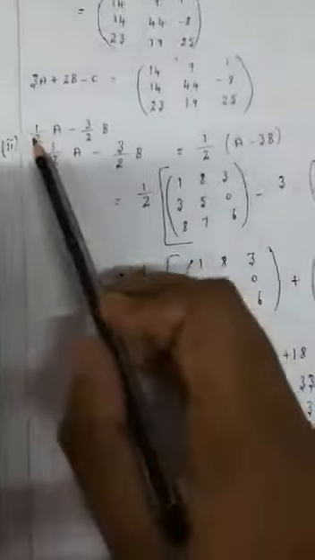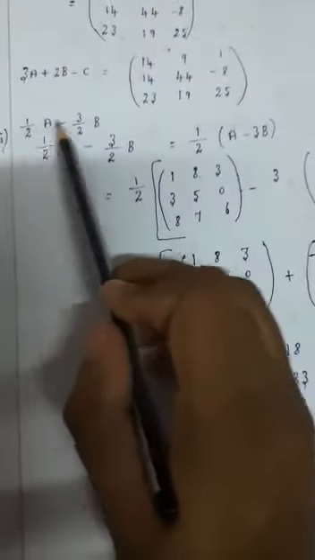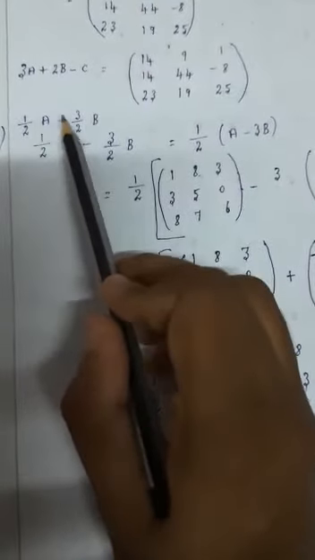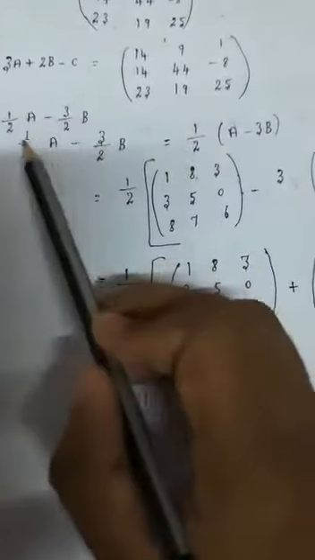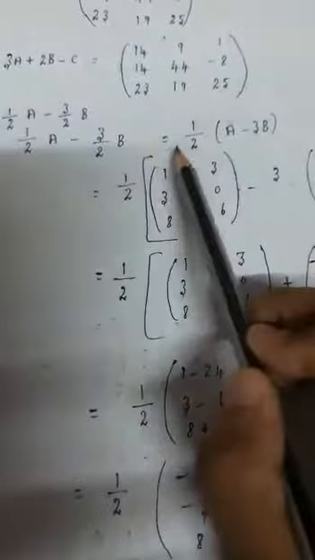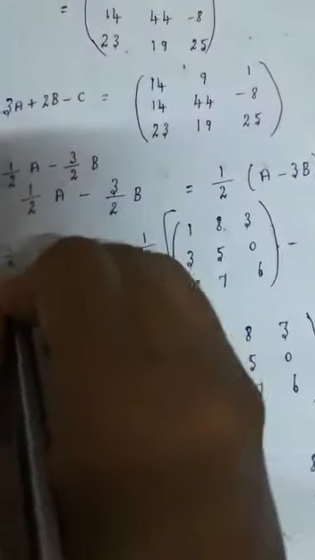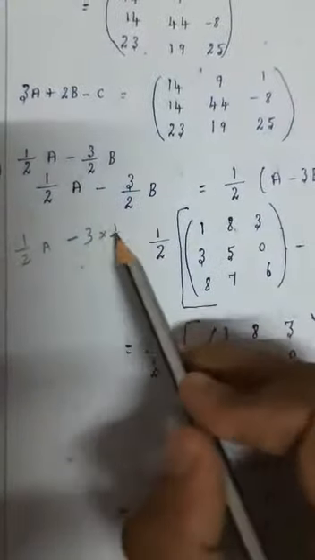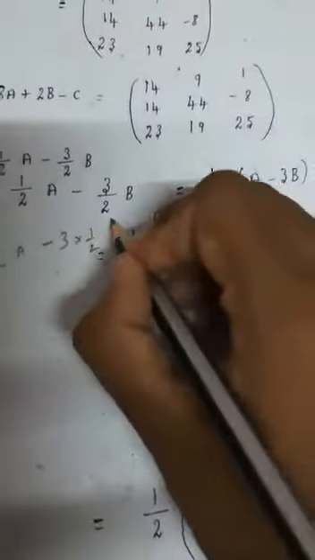Okay, so the next question. We have to find out the value of half into a minus 3 by 2 into b. So half into a minus 3 by 2 into b also. Half, can you make it outside? So you know that half into a minus 3 into 1 by 2. Like that, you can write 3 into 1 by 2, that is 3 by 2 only. So after 3 into 1 by 2 into b.